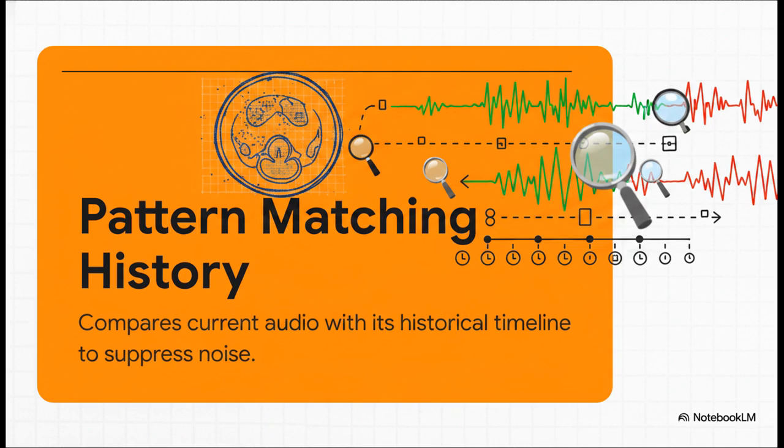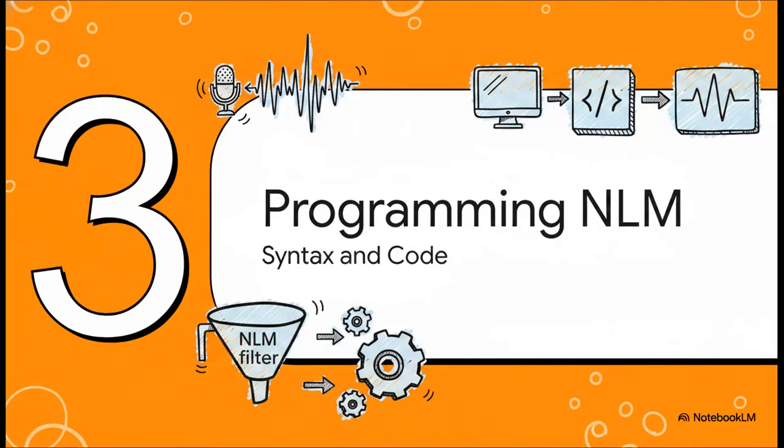It identifies and suppresses noise by continuously comparing the current audio snippet with its own historical timeline. It looks backward in time, searching for repeating harmonic patterns. If a pattern matches, it says, great, that's music, keep it. If it doesn't match, it's noise, throw it out. It's just absolute genius. Which brings us to part 3, programming the NLM filter.